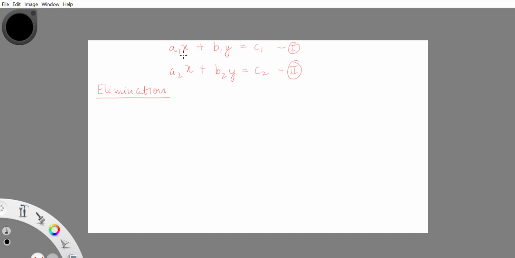In order to eliminate x, I need to get the coefficient a2 here, because in the second equation I can see the coefficient of x is a2, and equation 2 needs to be multiplied by a1 because the coefficient of x in equation 1 was a1. So once I multiply 2 by a1 and 1 by a2, I'll get the same coefficient in both equations. So now we're going to multiply this.